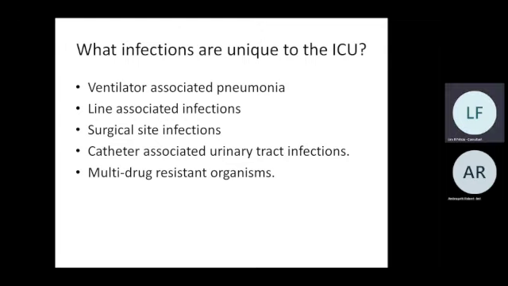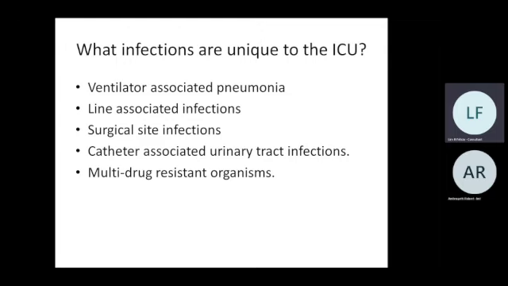What infections are unique to the ICU? Obviously you'll have your ventilator-associated pneumonia because your patients are actually ventilated. And you will also get lots of line-associated infections because your patients have got lots of lines. This is then quickly followed by surgical site infections, catheter-related urinary tract infections, and multi-drug resistant organisms. So that's not a particular infection, but it's a problem that's associated with the intensive care unit, because ICU patients are more likely to develop infections with multi-drug resistant organisms compared to patients elsewhere in the hospital.